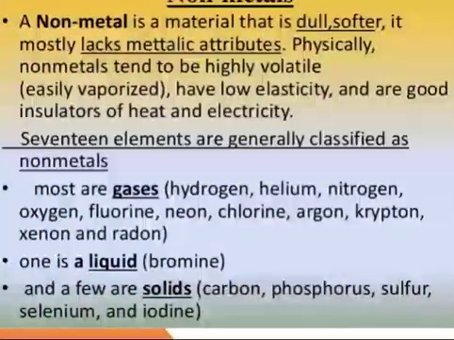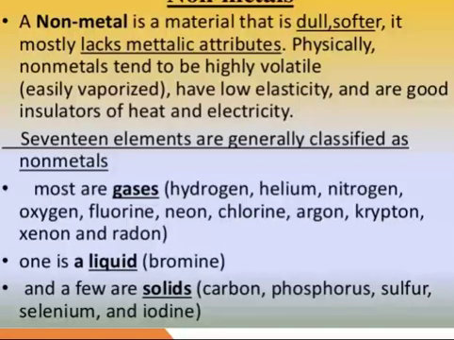A nonmetal is a material that is dull, softer. It mostly lacks metallic attributes. Physically, nonmetals tend to be highly volatile, which means they can be easily vaporized, and they have low elasticity and are good insulators of heat and electricity. So insulators are materials that do not allow heat or electricity to pass through.